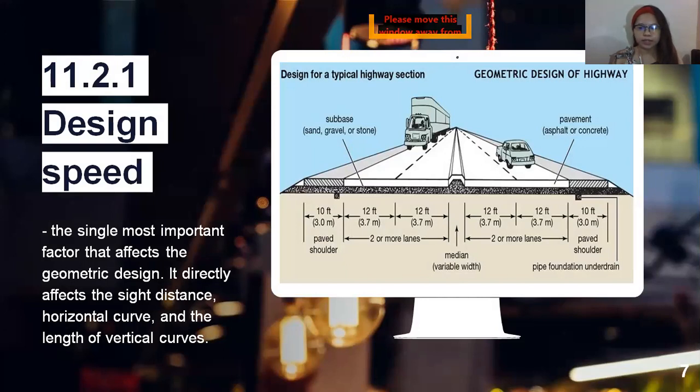Design speed is the single most important factor that affects the geometric design. It directly affects the sight distance, horizontal curves, and the length of vertical curves. Since the speed of vehicles varies with driver, terrain, etc., a design speed is adopted for all the geometric design. So it is seen in this picture.